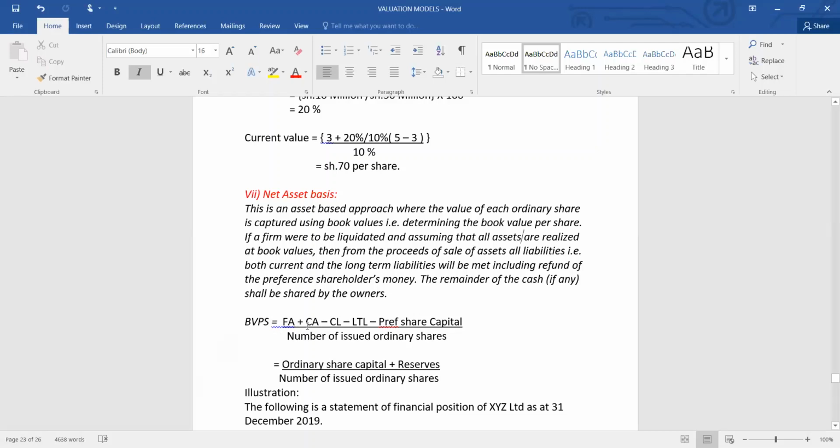You take the value of all the assets. This one is an asset-based approach. I think I've clarified that, have I? Yes, this is an asset-based approach where the value of each ordinary share is captured using book values. That is determining the book value per share.